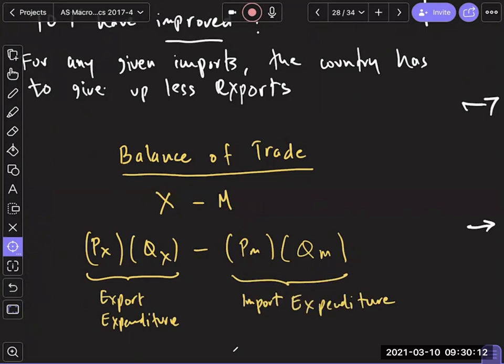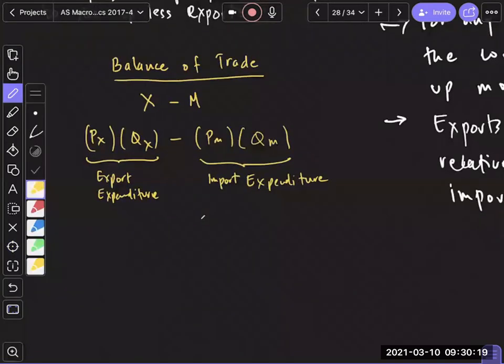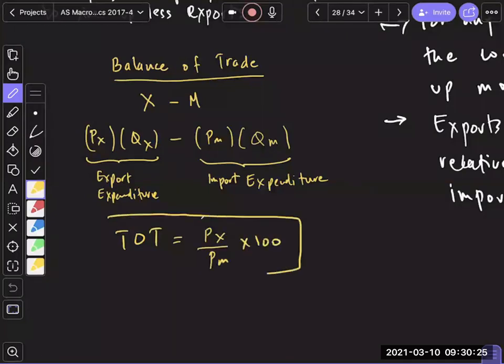Versus terms of trade, which, remember, is simply the ratio of prices PX over PM times 100. So we need to understand that terms of trade and balance of trade are different. And for me, what probably matters more is not terms of trade, but balance of trade. Why would balance of trade matter more for me than terms of trade? Anyone?